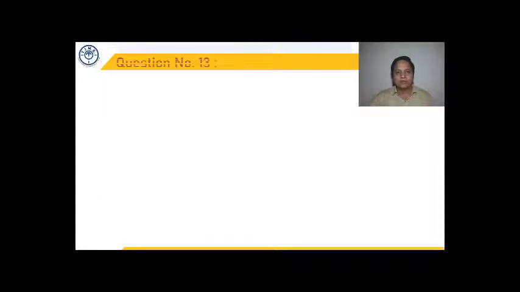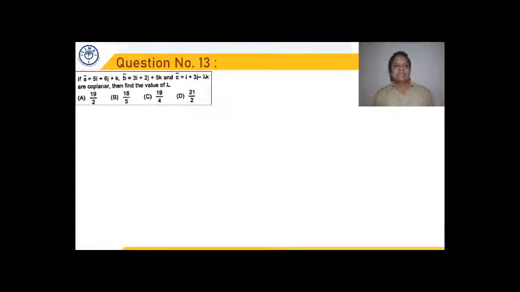Moving further, we come to question number 13 of the same handout. It says A, B, C are three vectors and they are coplanar. We have to find the value of lambda. Lambda is an unknown coefficient of k in vector C. So, given A, B, C are coplanar, their scalar triple product should be equal to 0.